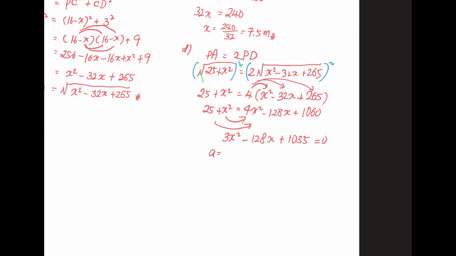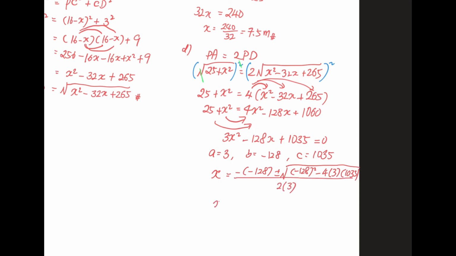So I write down A, B, and C first. Now we use the quadratics formula. Minus B plus minus square root of B squared minus 4AC, over 2A. Okay, so we just count everything.